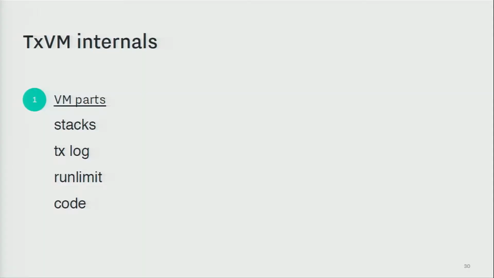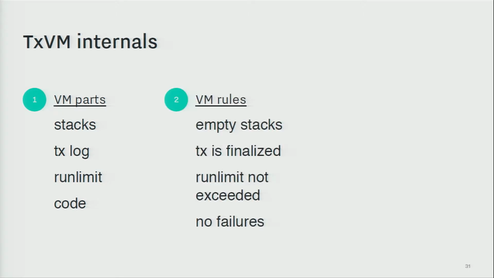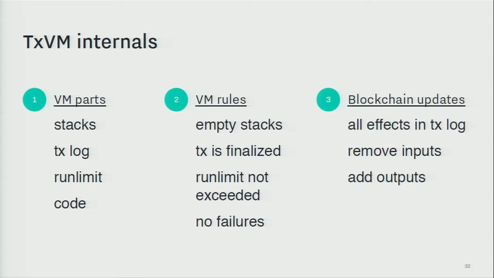Some of the TxVM internals that we have are the stacks, the transaction log, a run limit, and the actual code that operates. And the VM rules, just to reiterate, are that you must have empty stacks, so everything must be off of the stack by the end, that the transaction has to be finalized, that your run limit is not exceeded, and that you can't fail the execution. The blockchain updates are all of the effects that are stored in the transaction log. So you remove the inputs in the transaction log, and you apply the outputs in the transaction log.